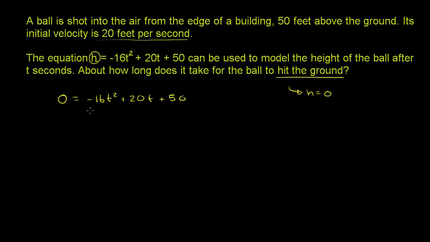And if you want to simplify this a little bit, everything here is divisible at least by 2. Let's divide everything by negative 2, just so that we can get rid of this negative leading coefficient. You divide the left-hand side by negative 2, you still get a 0. Negative 16 divided by negative 2 is 8, so 8t squared. 20 divided by negative 2 is negative 10, minus 10t. 50 divided by negative 2 is minus 25. And so we have 8t squared minus 10t minus 25 is equal to 0. Or if you're comfortable with this on the left-hand side, we can put it on the left-hand side. We could just say this is equal to 0.